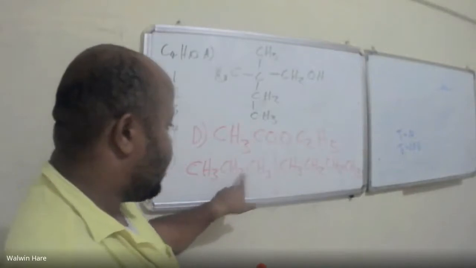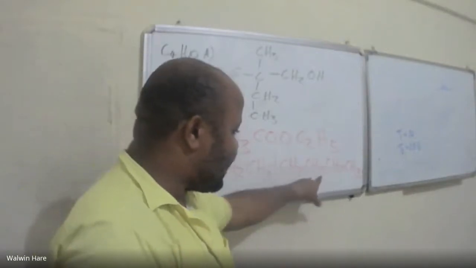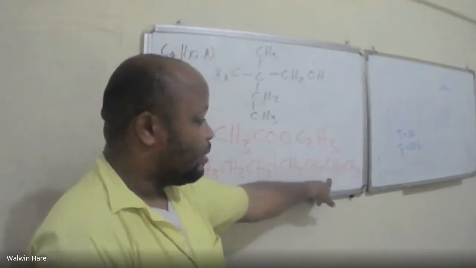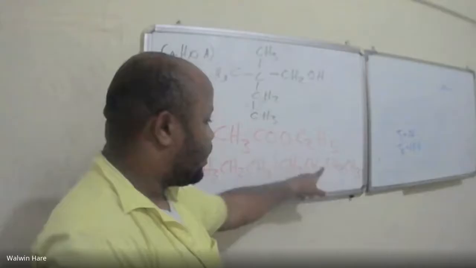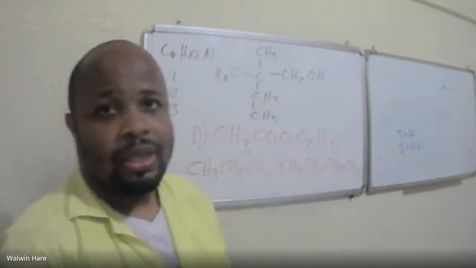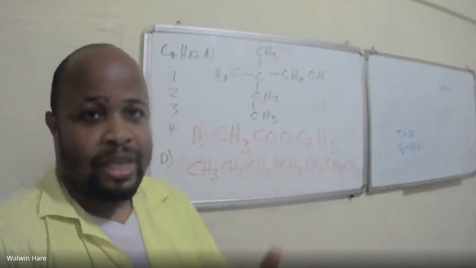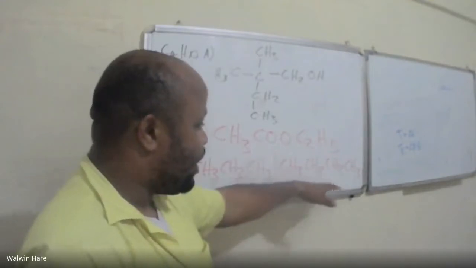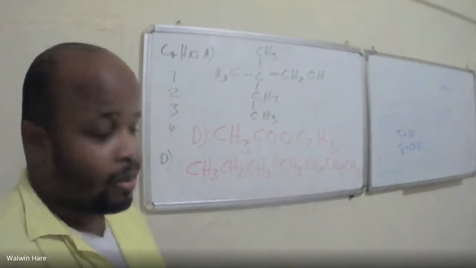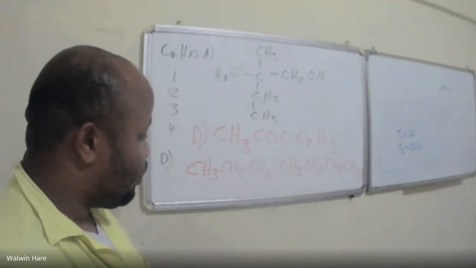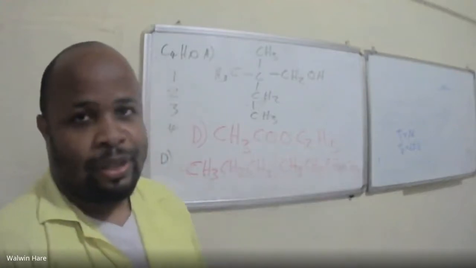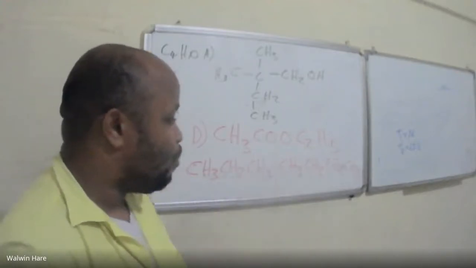If you notice, butane has how many CH2 groups? Two. CH3, CH2, CH2, CH3. That's butane. If we do pentane, it would have three CH2 groups, right? So that is what it is saying. Each successive one differs by a CH2 group.